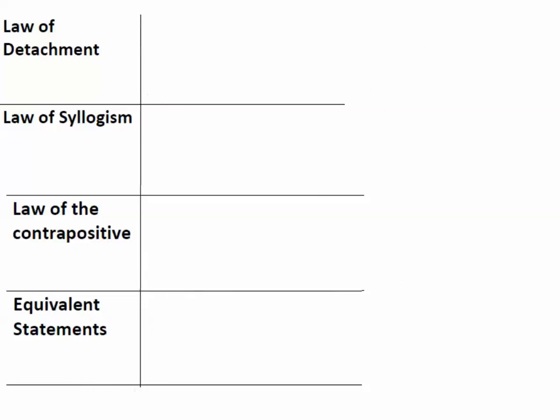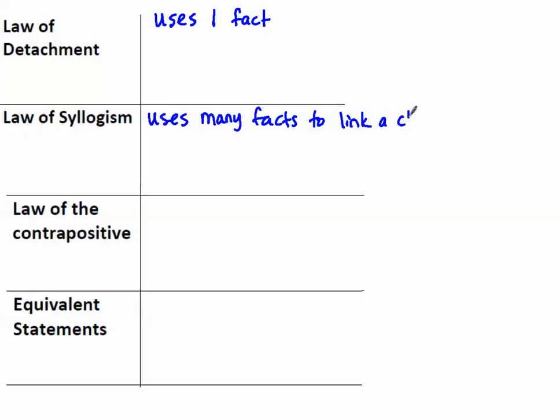Finally, the different types of laws we use in creating valid arguments. The law of detachment. Think of it usually as using one fact, versus the law of syllogism uses many facts, or at least more than one, to link a chain of events. Now, using symbols, the law of detachment looks like this. We're given a fact, such as P arrow Q, if P then Q. Someone states the hypothesis, and we can conclude with the conclusion.